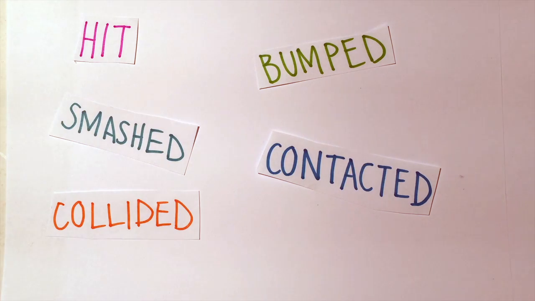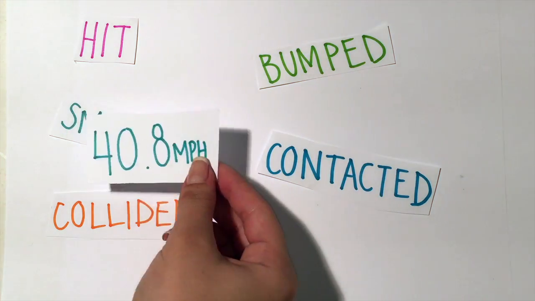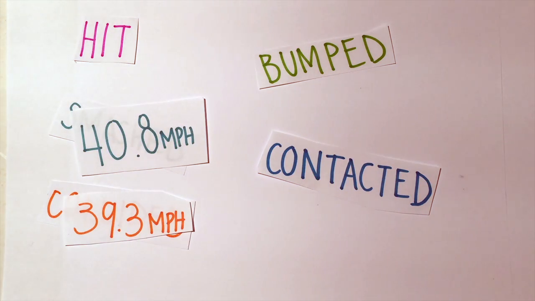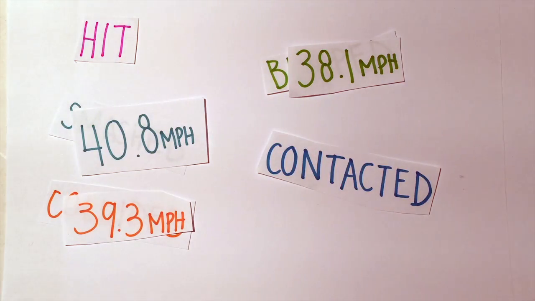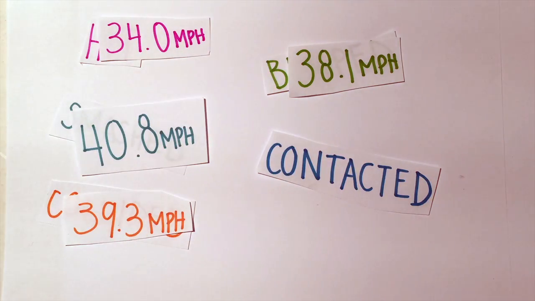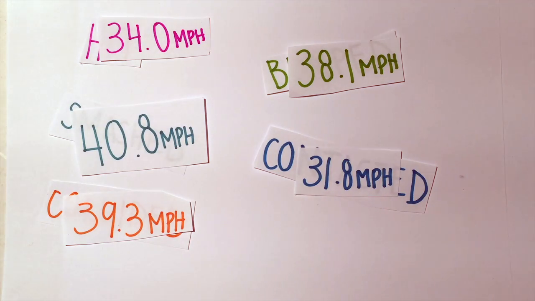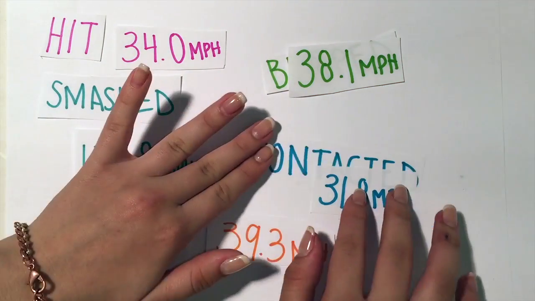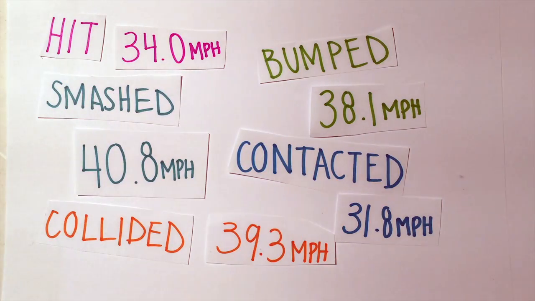In the end, results found that there was an interaction between these factors, seeing as more violent verbs received a higher mean speed. The results were the following. Smashed received 40.8 miles per hour mean. Collided received 39.3 miles per hour mean. Bumped received 38.1 miles per hour mean. Hit received 34.0 miles per hour mean. And then contacted received 31.8 miles per hour mean, showing a significant effect between wording and eyewitness answers.